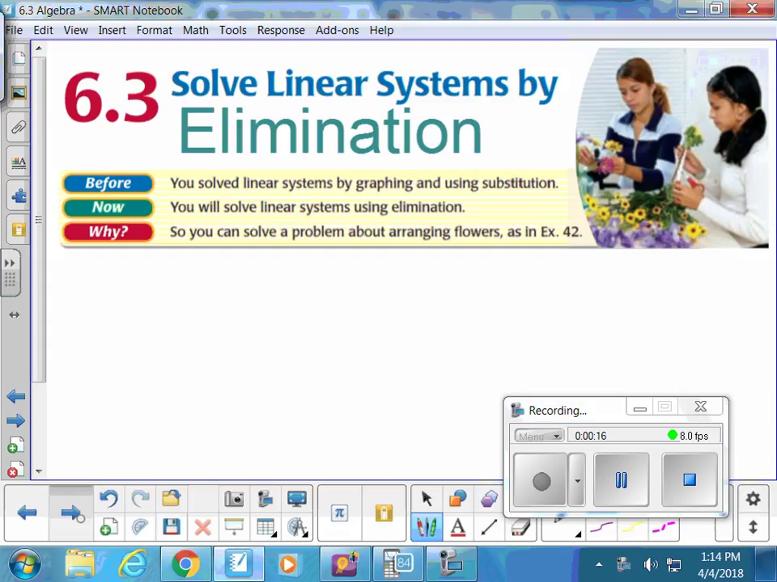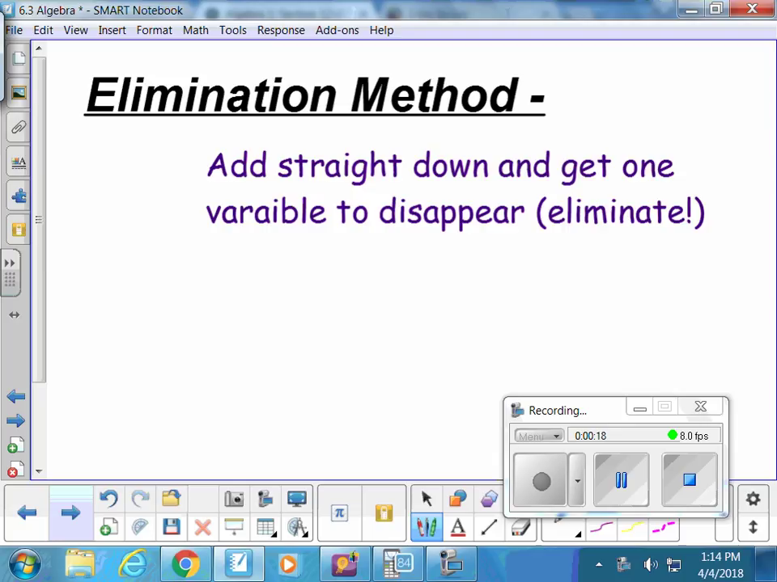So, the elimination method, you will add straight down and get one variable to disappear. It's like you're being a magician. And that's why it's called elimination. One of them gets eliminated. These are awesome to use if both of your equations are in standard form, like ax plus by equals c, and all your x's and y's line up. This would be a great method for you.